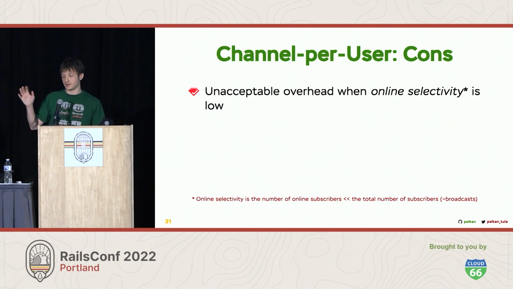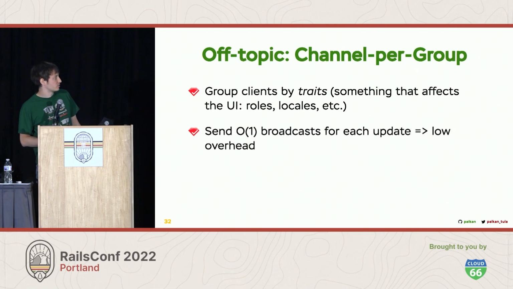And I call this, there is a term, online selectivity. So if we know the number of total users is low, and most likely everyone is connected, that's okay to use this approach and just go with it. But if you have 2 connected users and thousands of subscribers and thousands of broadcasts, it's just doing a lot of useless work.